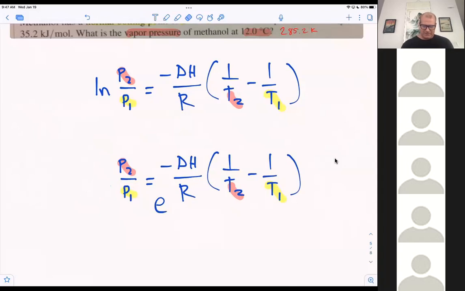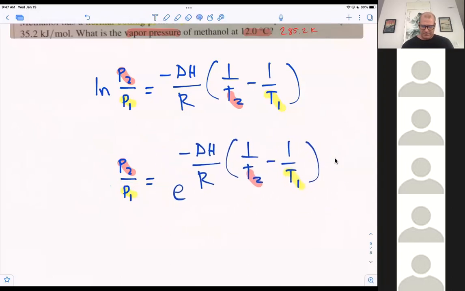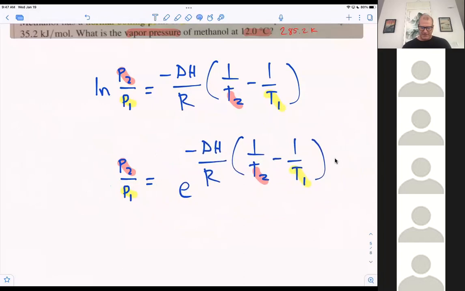Let me move this over. So I've done that. And so P2 over P1, the quantity, is equal to e, Euler's number, exponent to the minus heat of vaporization over R times the quantity 1 over T2 minus 1 over T1. So then the next thing I do is I multiply both sides by P1. Actually, I can just move it. So I can move that here, P1.